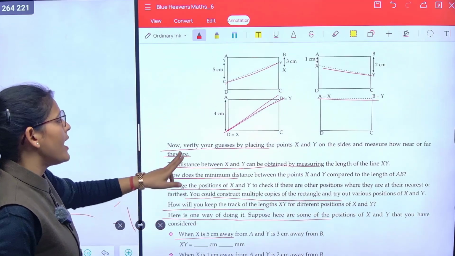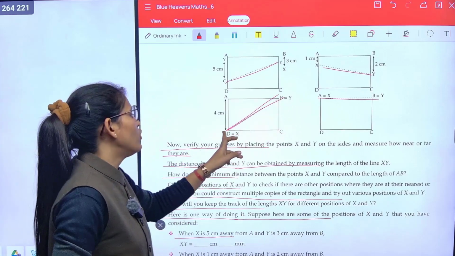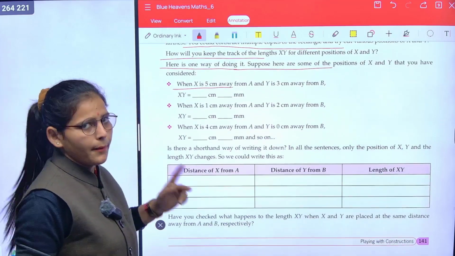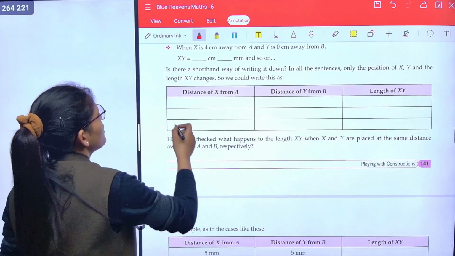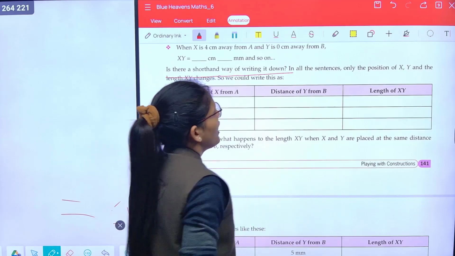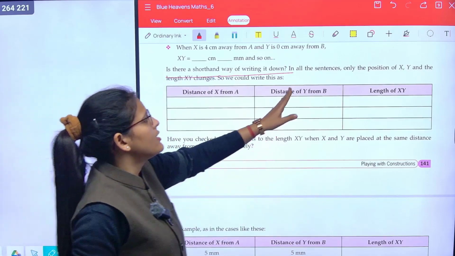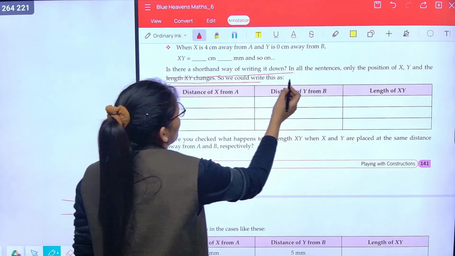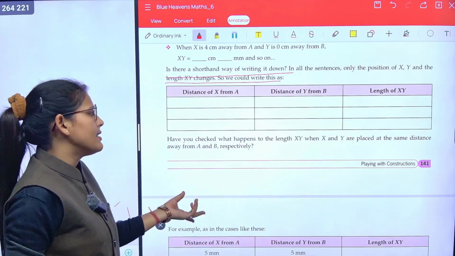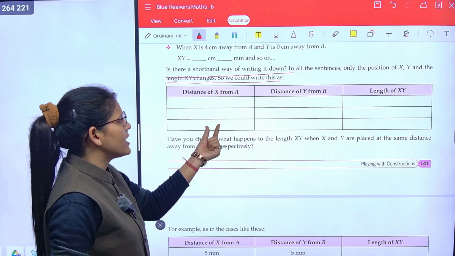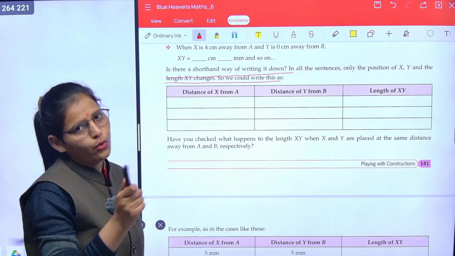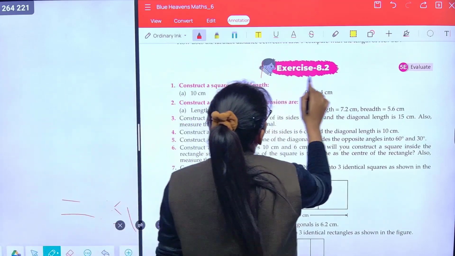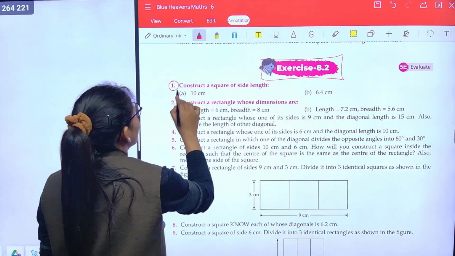So class, now you have to tell X and Y, and you will measure the line by shifting it, then you will fill it here. Now class, is there a shorthand way of writing it down? In all the sentences only the position of X and Y and the length XY change, so we could write this as: distance of X from A, Y from B, and the distance between the two. Okay. Now class, come on exercise 8.2, question number 1.